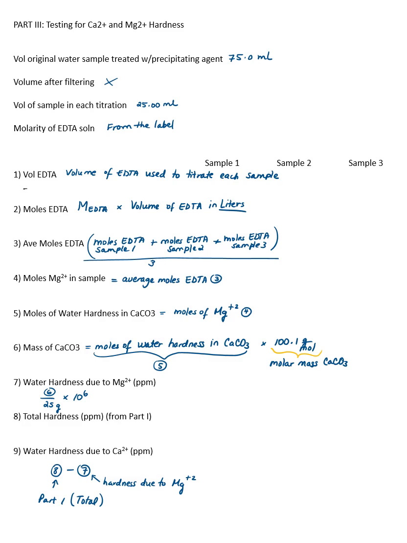Now, the reaction between EDTA and calcium and magnesium, not just with calcium, also with magnesium, it's 1-to-1, which means that if you're using 10 moles of EDTA, it's because you have 10 moles of magnesium present in your sample. So the moles of magnesium in your sample is the same number that you calculated in number 3 for the average moles of EDTA.